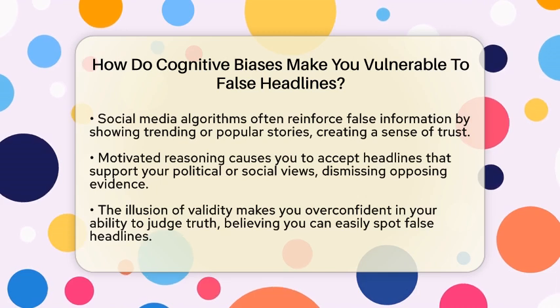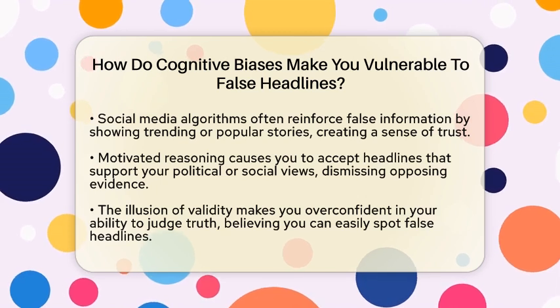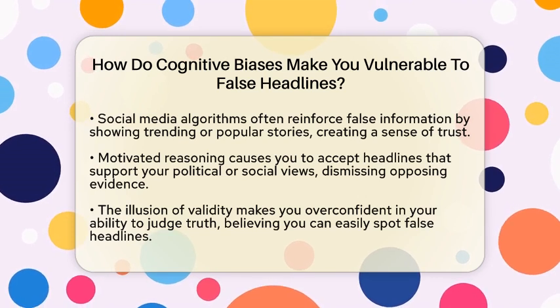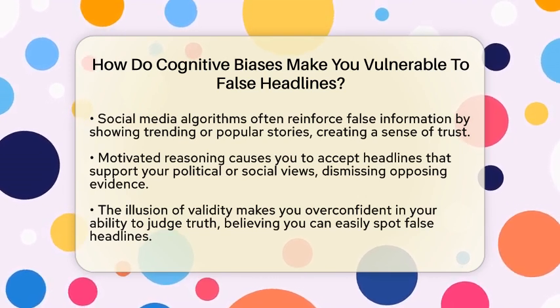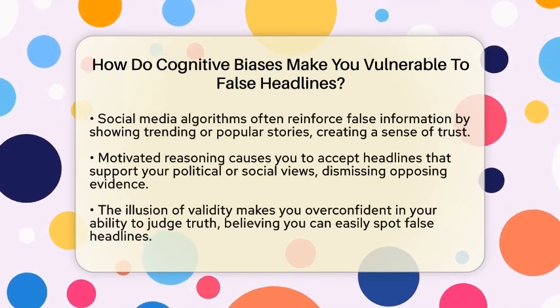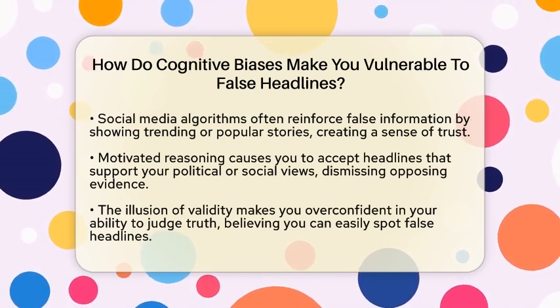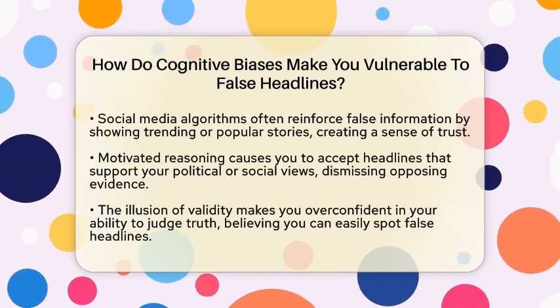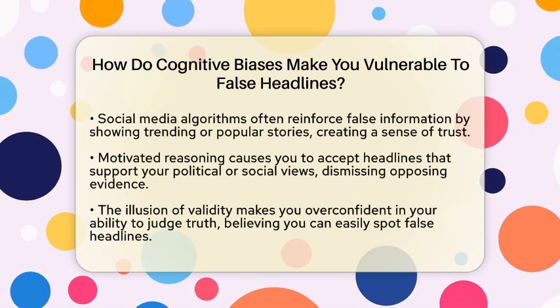Familiarity bias works the same way. When you see the same false headline multiple times, it starts to feel true just because it's familiar. Social media platforms often show you trending stories or popular posts, which can make false information seem more trustworthy. This can lead you to accept and share false headlines without checking their accuracy.